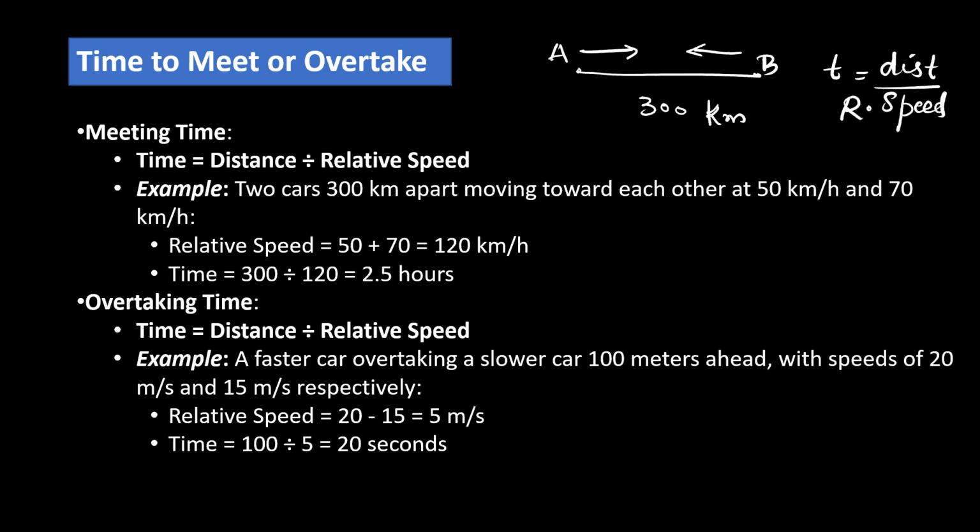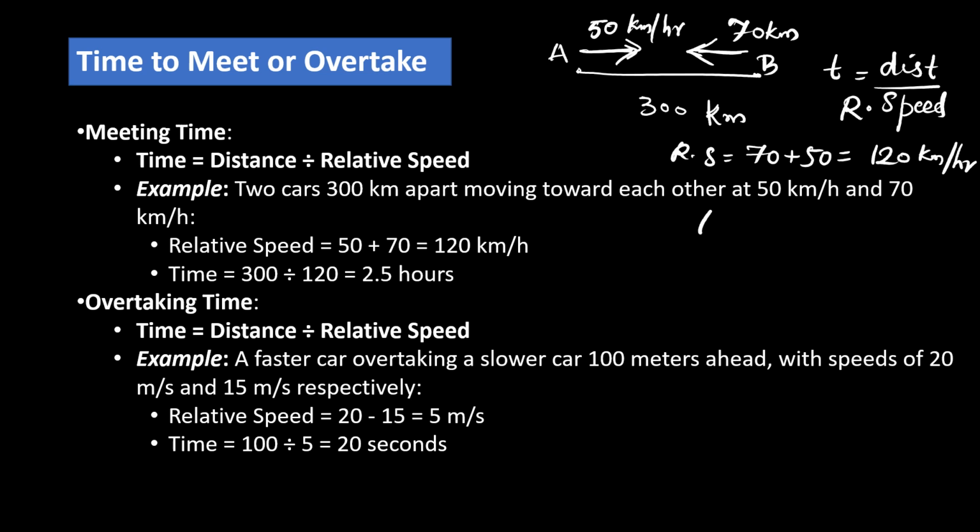So here the distance is 300 km and the speed would be the relative speed. What is the relative speed? When they are both traveling in opposite direction, the relative speed would be the sum of their speeds. So if the speed of this car is 50 km per hour and this car is 70 km per hour, then the relative speed would be 70 plus 50, sum of their speeds, that is 120 km per hour. Now the time taken would be distance by relative speed. Distance is 300 kilometers divided by the relative speed, which is 120 km per hour. Now this is 2.5 hours.